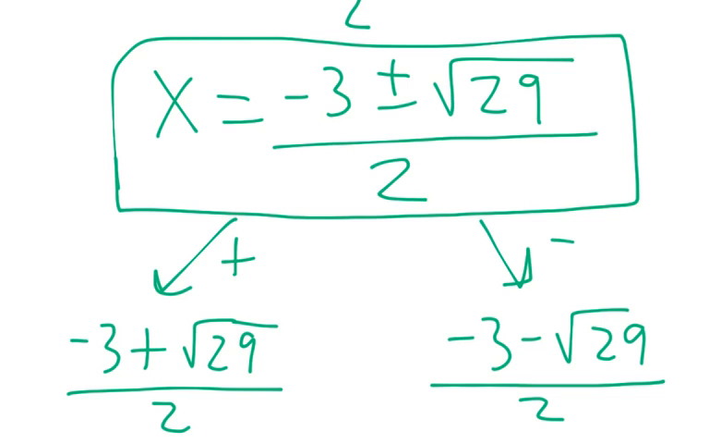Don't type it in all at once. Either put this in parentheses or do that as one line in your calculator, press enter, and then divide that answer by 2. Either way is fine. Same thing over here.